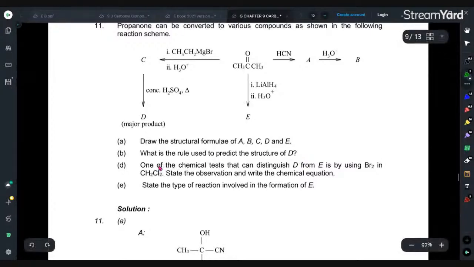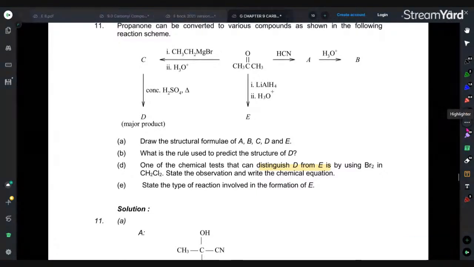Okay, one of the chemical tests to distinguish D from E is by using bromine in inert solvent dichloromethane. Okay, for sure this is bromine, right? Normally it's used to differentiate between alkene and alkane. Take the observation and write the chemical equation because the question asks to distinguish D from E. So meaning that when you answer this question, please follow the 6 steps. What is the name of the test? What is the reagent?